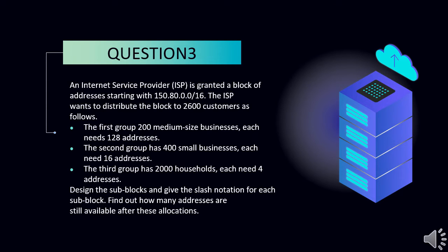Question 3. An Internet Service Provider, ISP, is granted a block of addresses starting with 150.80.0.0/16. The ISP wants to distribute the block to 2,600 customers as follows. The first group has 200 medium-sized businesses, each needs 128 addresses. The second group has 400 small businesses, each needs 16 addresses. The third group has 2,000 households. Each needs 4 addresses. Design the sub-blocks and give the slash notation for each sub-block.